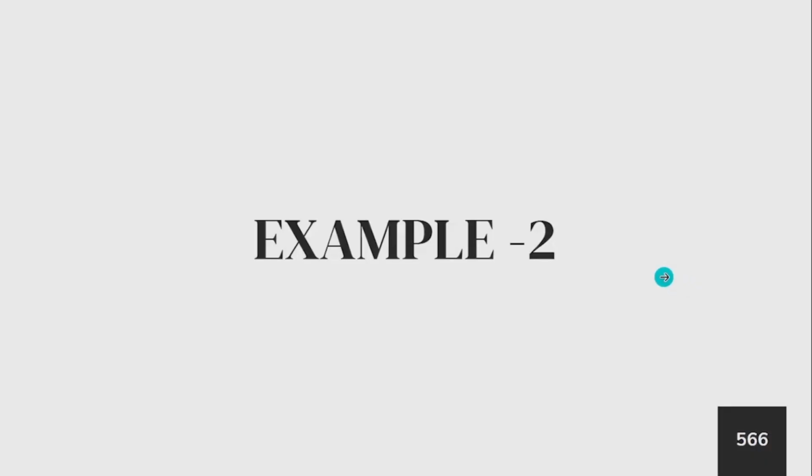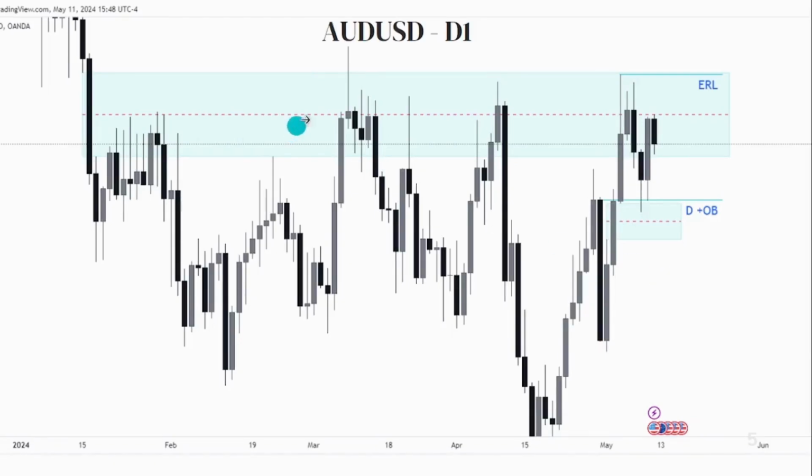Alright, now example 2. Example 2 is also an AUDUSD daily time frame chart. You see, we traded this move. Now, as this internal range liquidity, which is our daily order block and FVG, has tapped, what we are expecting is higher prices towards this external range liquidity. As simple as that. Now, similarly, we will drop down to the hourly time frame when this daily key level is tapped.